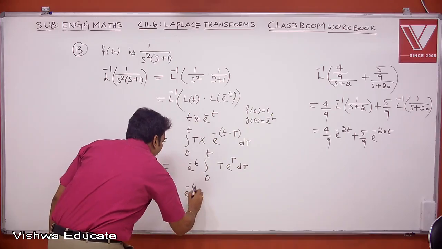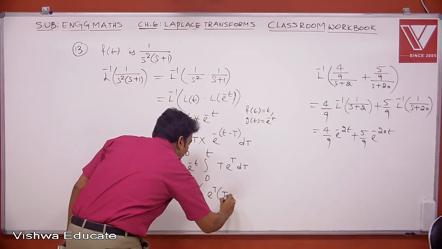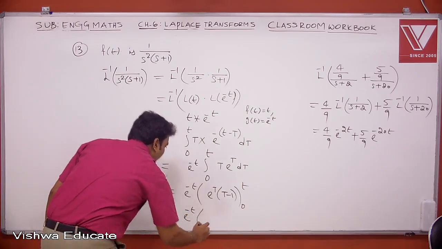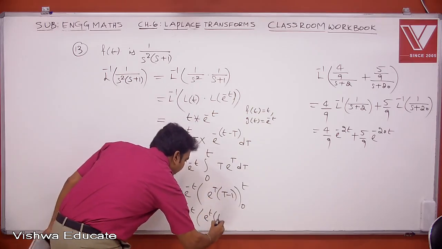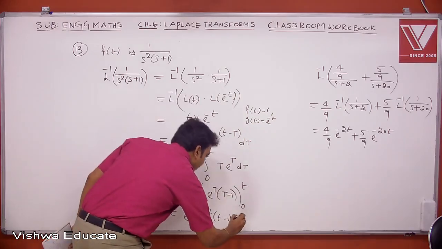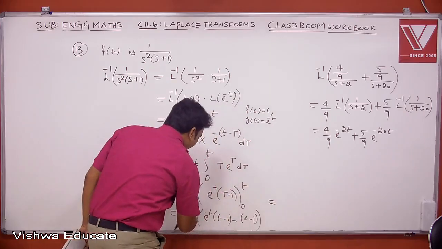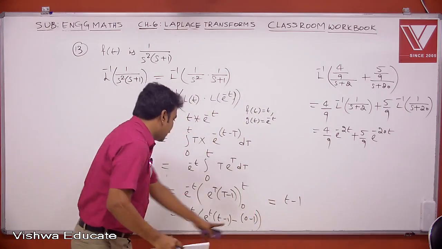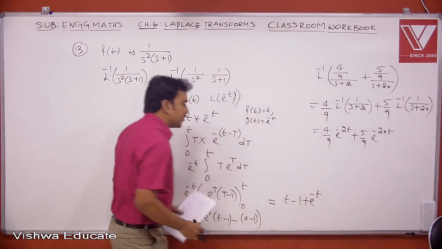Now this is e power minus t into, so apply integration by parts, this becomes e power t into t minus 1. Limits are from 0 to t. So therefore this is e power minus t into, replace capital T by this, you will get e power t into t minus 1. Replace capital T by 0, e power 0 is 1, this is 0 minus 1. Therefore this value is e power minus t into e power t, so 1, so this is t minus 1, this is plus 1 into e power minus t. So therefore this is t minus 1 plus e power minus t.